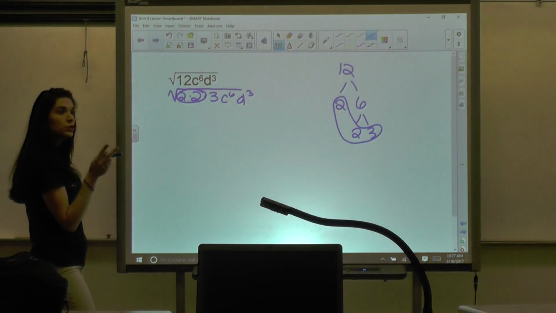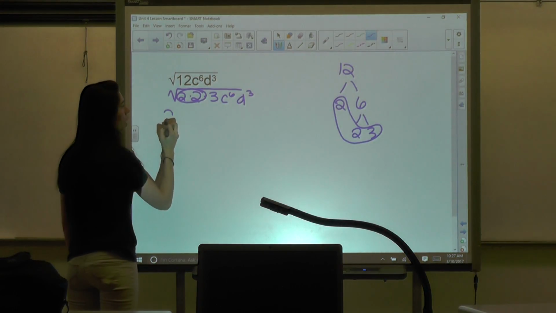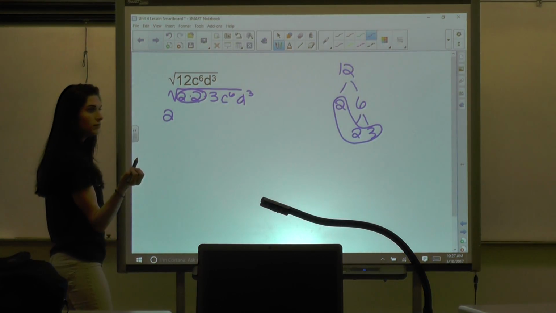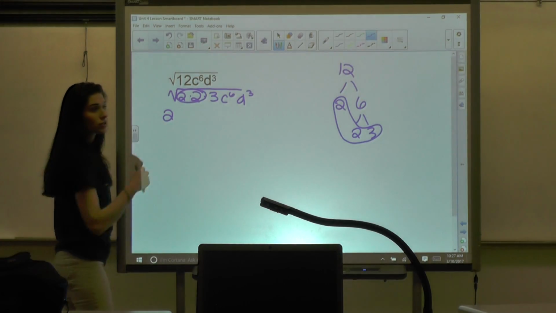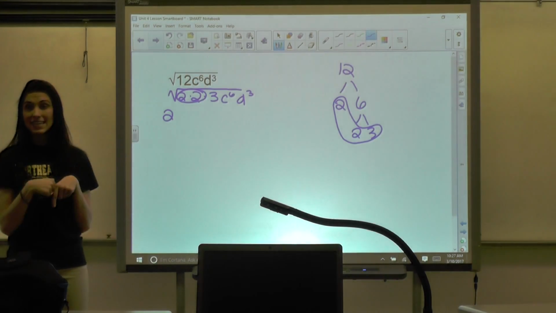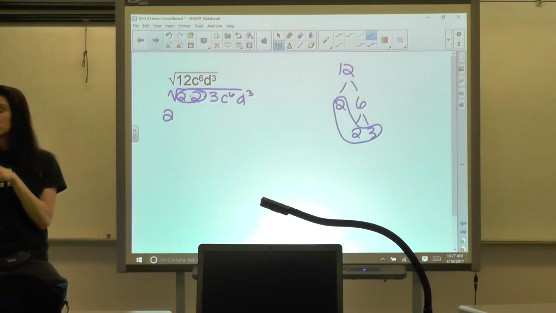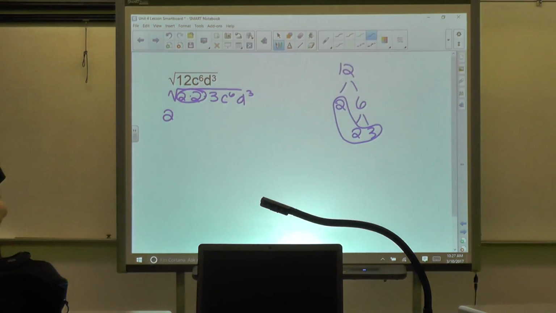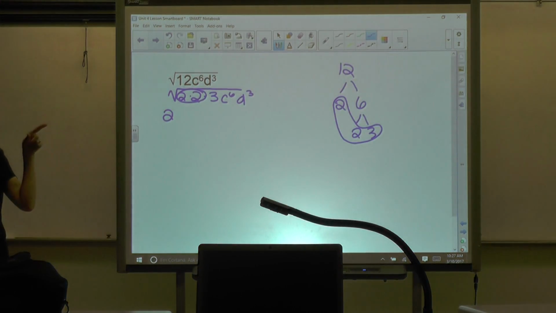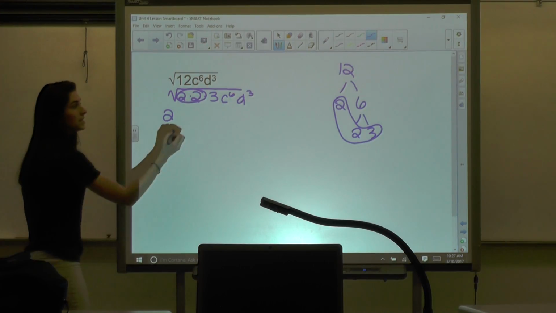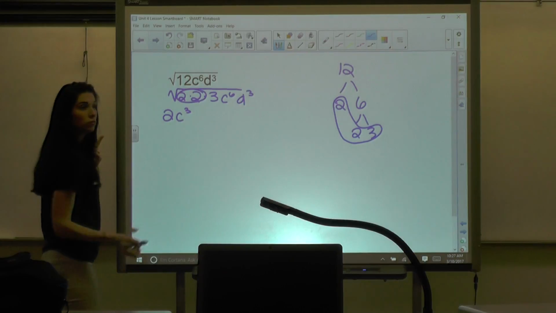I have 2 2's in common, so I'm going to bring 1 out. Then I look at my letters. So I know that I have 6 C's. I need 2 to bring out 1. So I'm going to say c to the power 6. 6 divided by 2 is what? 3. So c cubed is what's going to come out.